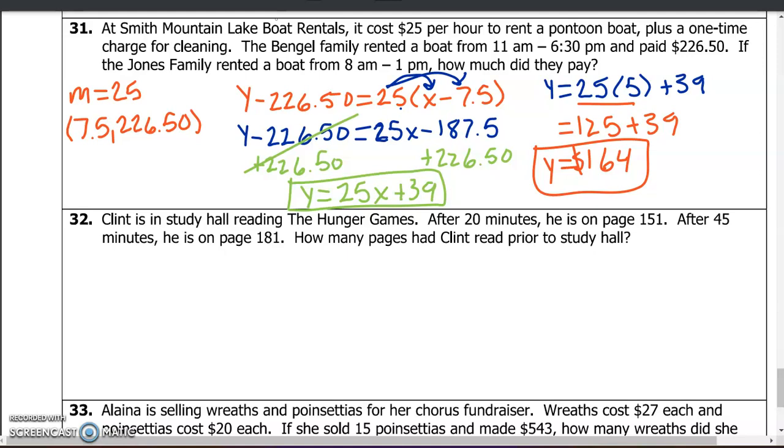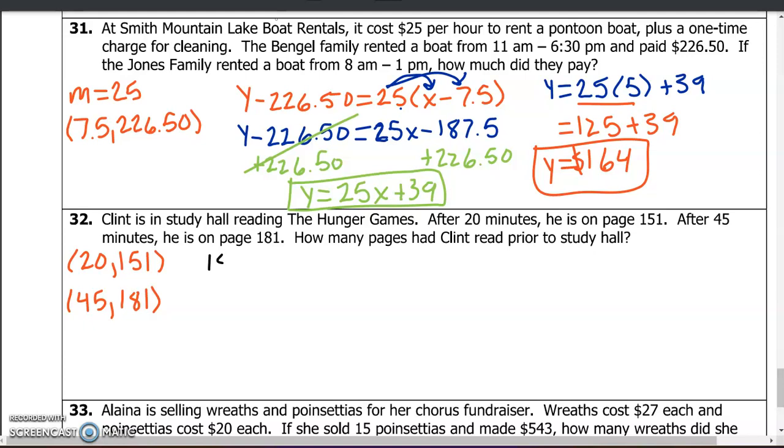So we're still going to do the point slope formula, but now we have to solve for our slope, right? So we're going to write down our 2 points. One point is 20 minutes for 151. And the other point is 45 minutes for 181. Okay. So first thing I'm going to do is plug that into my slope formula.